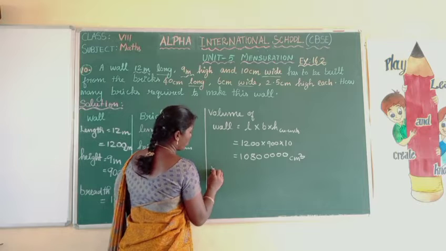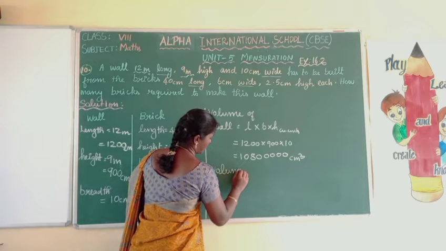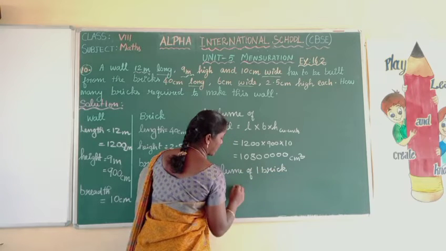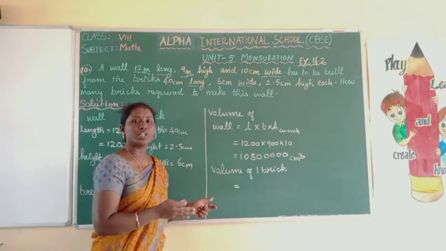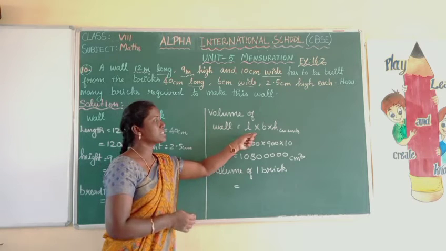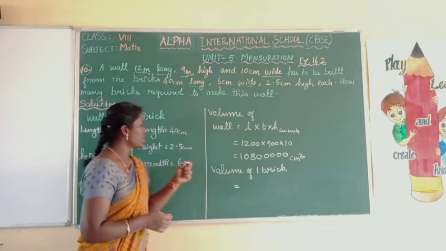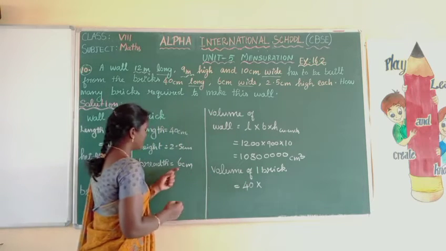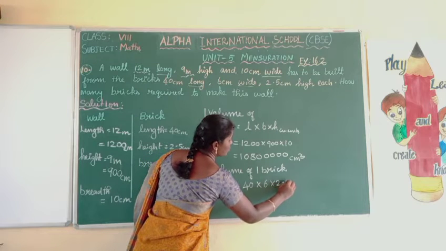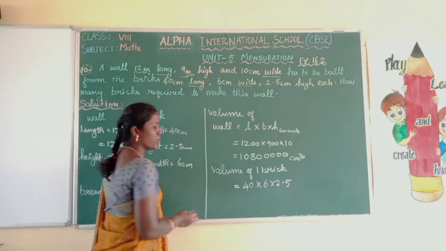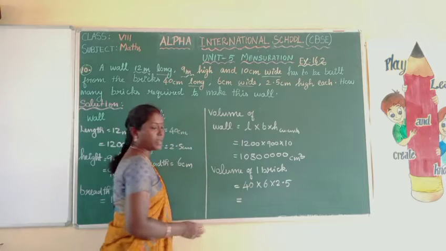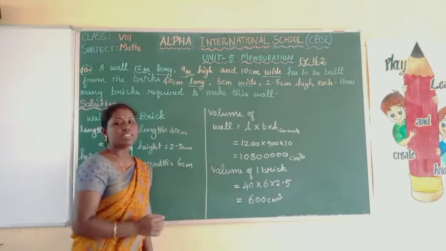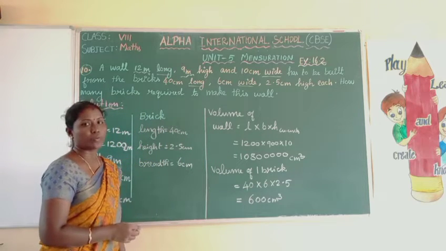Next, the volume of one brick. Again, the brick is also in the shape of a cuboid. Here also we use the same formula, length into breadth into height. What is the length? 40 into, what is the breadth? 6. And the height is 2.5. If we multiply, the value is 600 centimeter cube.